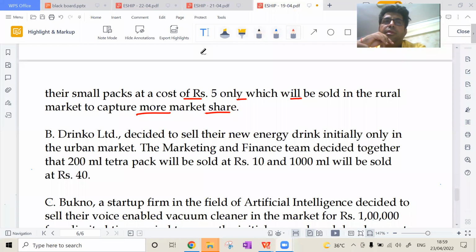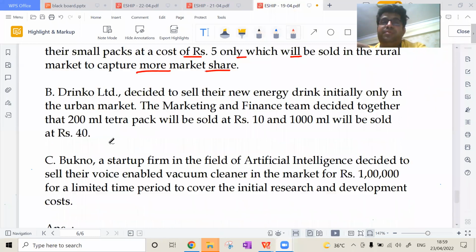The B1, I think it is a variable pricing method, sir. Very good. So it's variable pricing. You are correct on that. Okay, now coming on to C. A particular startup is being started and they are going with artificial intelligence. They started to sell their voice-enabled vacuum cleaner for 1 lakh for a limited time period. Initial research and development was there. So now what can be this? Can you tell me on that?